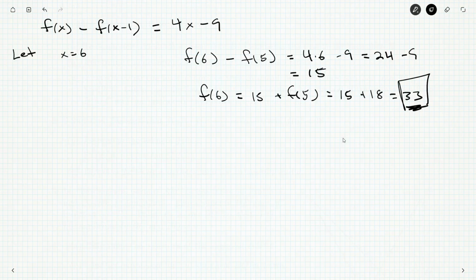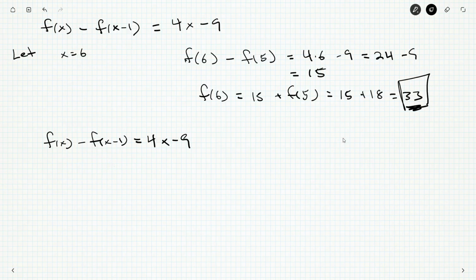Now the next one, they said, what is f of 3? Okay. So f of 3, well, the only things I know now are f of 6 and f of 5. How can I talk about f of 3? Well, it has to use this equation somewhere. F of x minus f of x minus 1 equals 4x minus 9. Right? It's got to use this equation right here. So one of these two expressions, these f of x or f of x minus 1, needs to be f of 3, just like we had to make one of them be f of 6 in order to calculate f of 6. Well, if I put a 3 here, I'll get a 2 here. I don't know either of those.